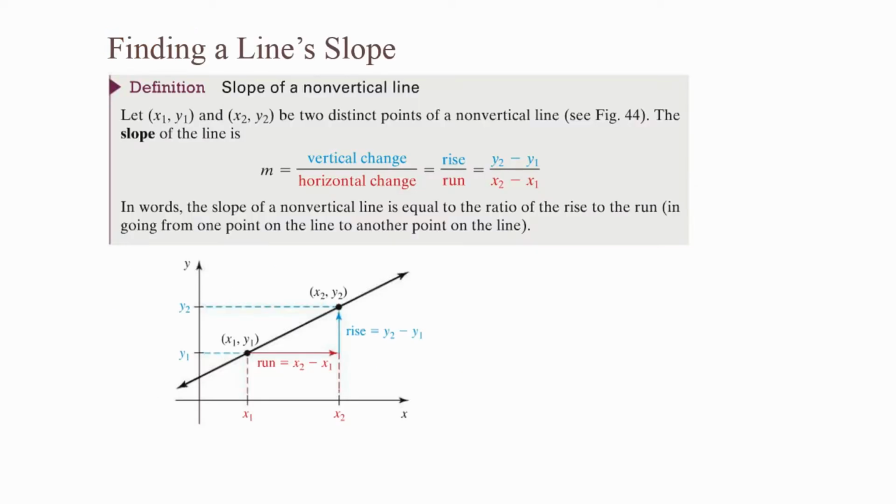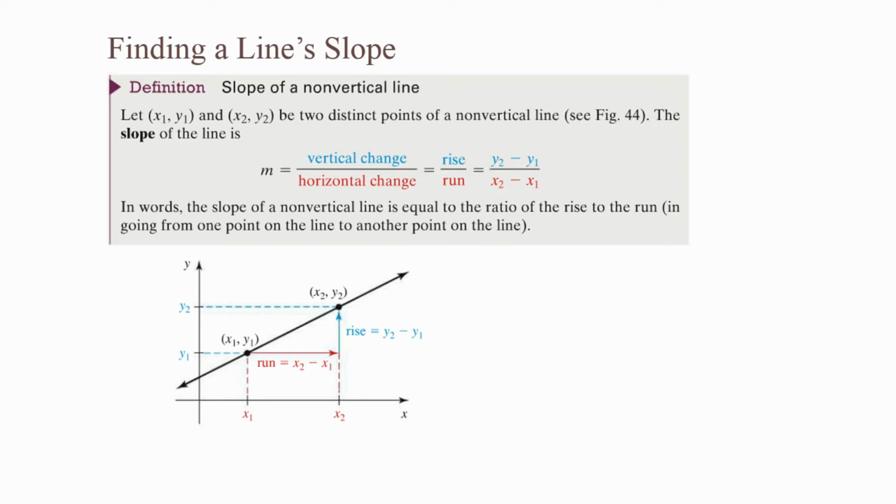Finding a line's slope. Let (x1, y1) and (x2, y2) be two distinct points of a non-vertical line. The slope of the line is m equals the vertical change over the horizontal change, rise over run, or y2 minus y1 divided by x2 minus x1.